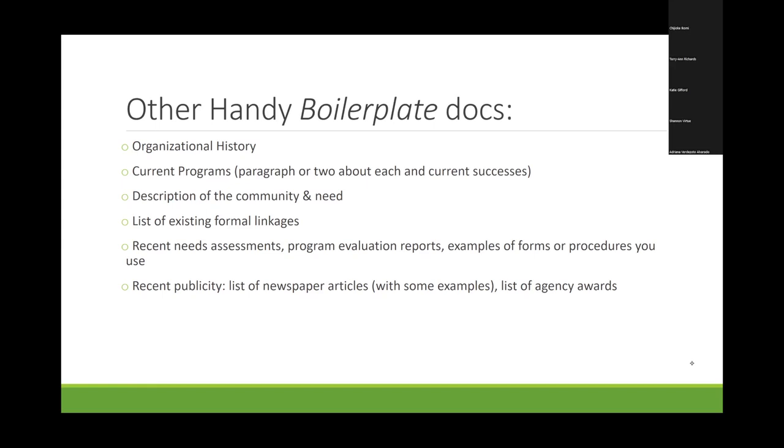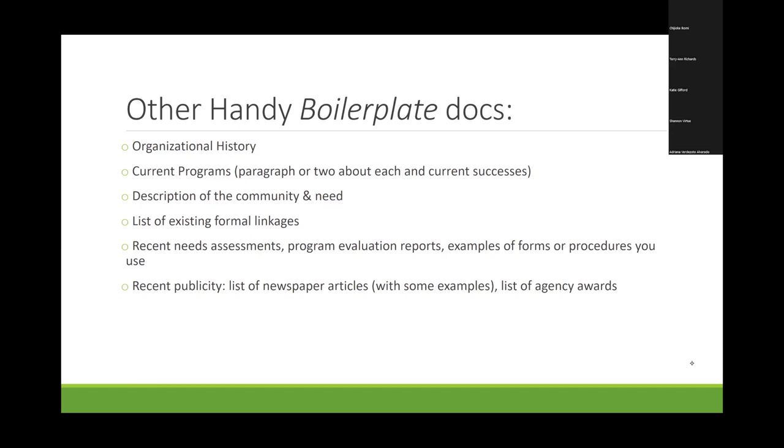Descriptions of the community and the need. If you typically serve the same zip code or the same few blocks or the same general population, keeping that handy as its own boilerplate document can be excellent. And to the extent that you have staff who have some downtime, they can always update it every year or so, but in general, having that handy is good. Existing formal linkages within the community or with other partnerships is always good to have written up.